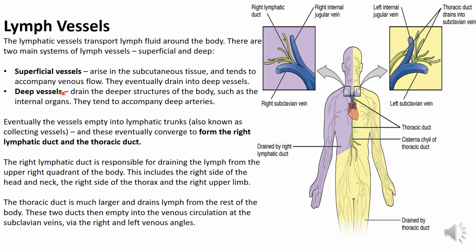The deep vessels drain the deeper structures of the body, such as internal organs. They accompany deep arteries. Superficial vessels accompany veins and deep vessels accompany arteries. Superficial vessels finally drain into deep vessels. Then these deep vessels empty into the lymphatic trunks. All the lymphatic trunks eventually converge to form a right lymphatic duct and a thoracic duct.